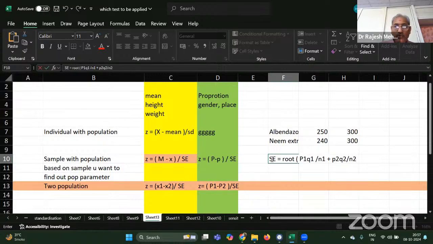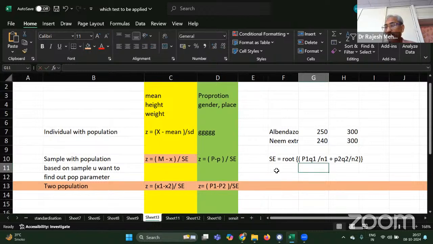You are not supposed to use this formula. The computer is going to give it to you directly, but for the sake of understanding, we are doing this. Otherwise, AP Info will give you this directly. This is how we want to find out the standard of difference between two proportions.